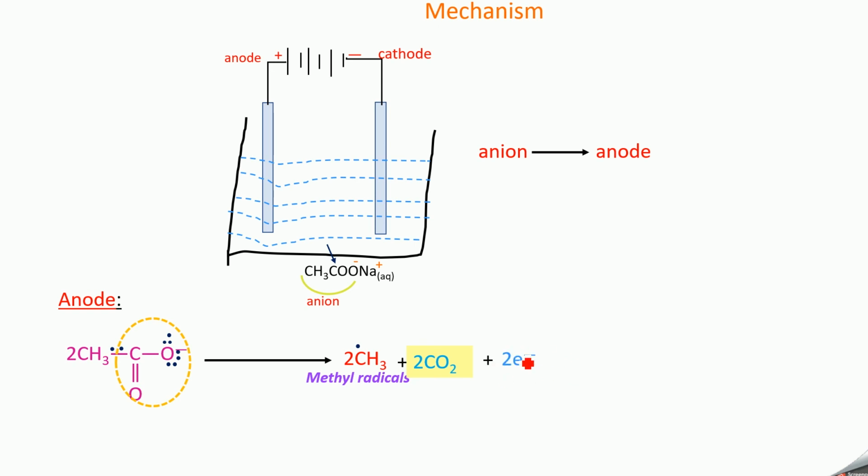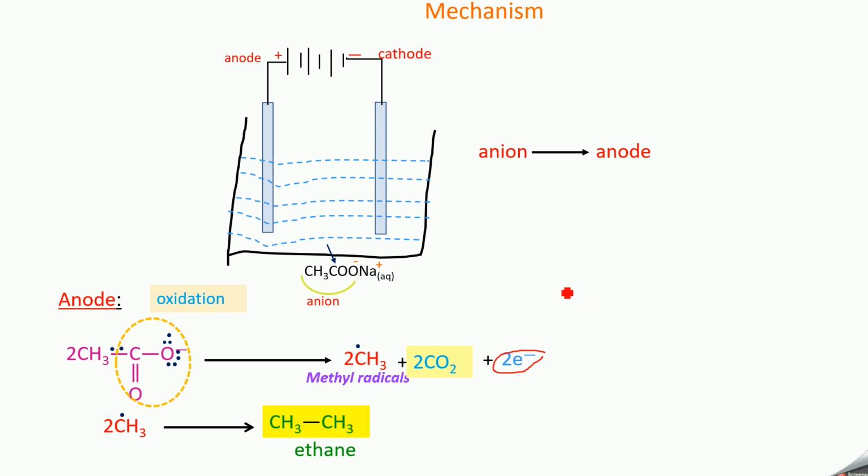So here there is a loss of electrons taking place at the anode. Now these 2 methyl radicals will share their odd electrons, and you will be getting CH3 single bond CH3. So it is called ethane. Since there is a loss of electrons, it is called oxidation. At the anode, oxidation takes place.